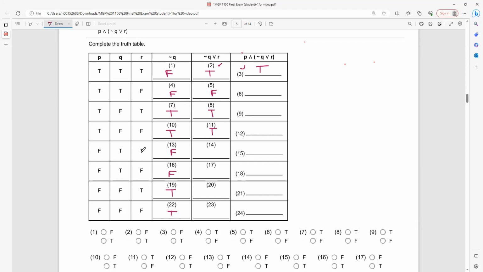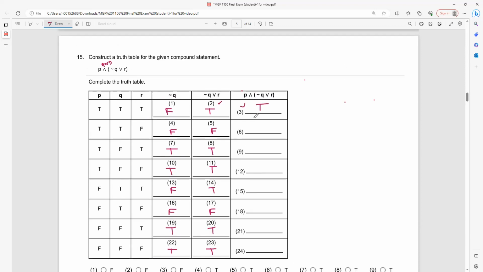One of them is true again in the next row, so we would say true. Neither of them are true, so false and false means that this will be false. True and true, again, true. And then now one of these is true, so we would say true.